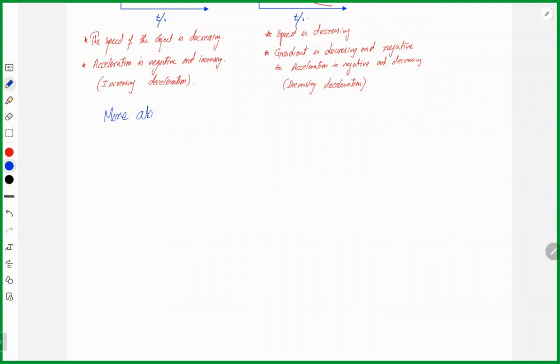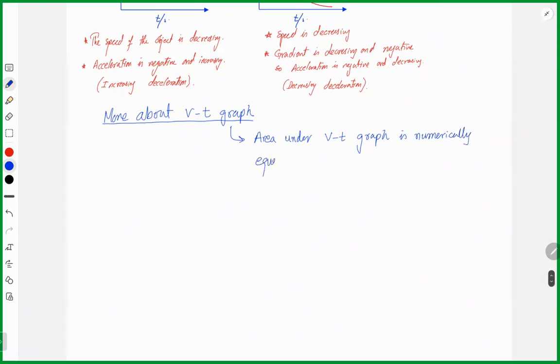More about speed time graphs. One more fact is the area under the speed time graph is numerically equal to the distance traveled. So this is very important.